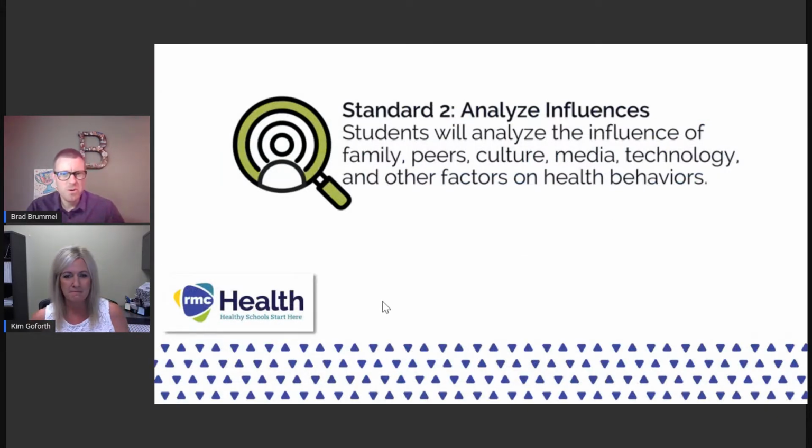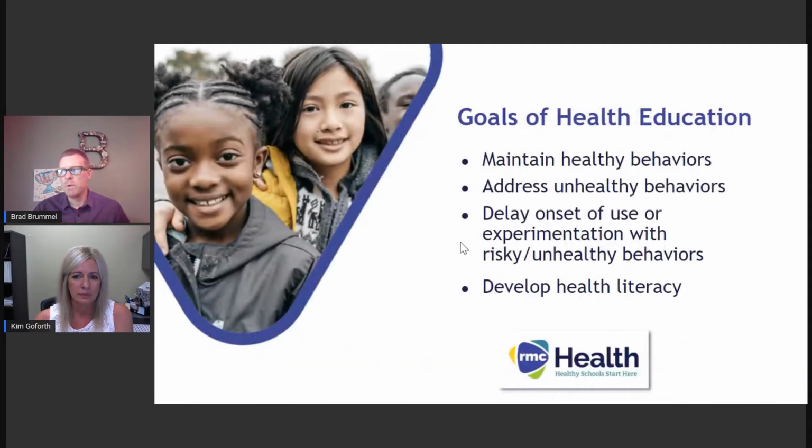So Standard 2 is all about analyzing the influence of our family, peers, culture, media, technology, and other factors on our health behaviors. We really are striving for students to understand what internal factors there are and what external factors there are and how they impact our health choices and our health behaviors. And so, Kim, as we reflect on this standard and we connect it to the goals of health education, how do you see the connection there?